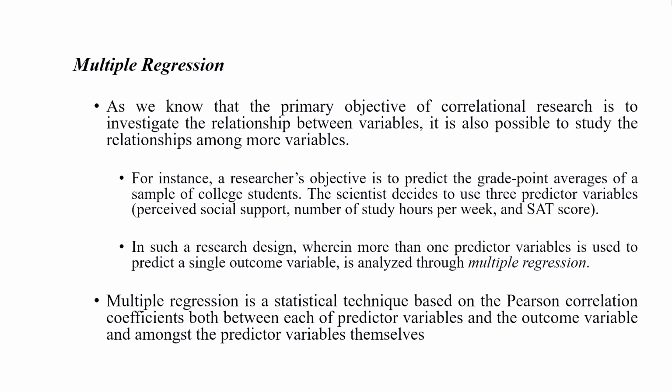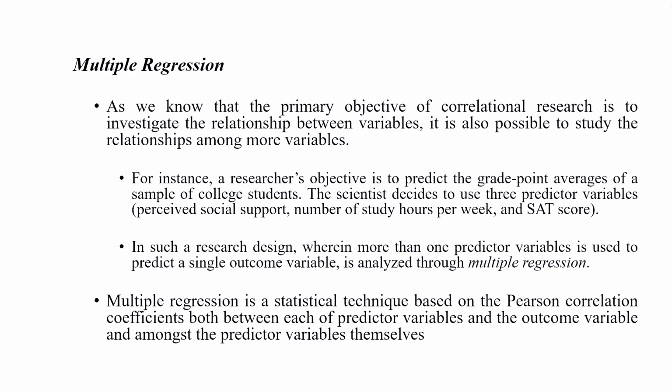For example, if the researcher's objective were to predict the GPAs of a sample of college students, and the scientist decides to use three predictor variables: perceived social support, number of study hours per week, and the SAT score. So, now there are three variables that the person is interested in. Now, in such a research design where there are more than one predictor variable, then what you are conducting is called a multiple regression. It can be multiple predictors and a single outcome, either way.